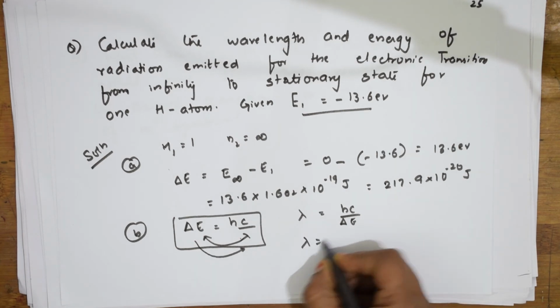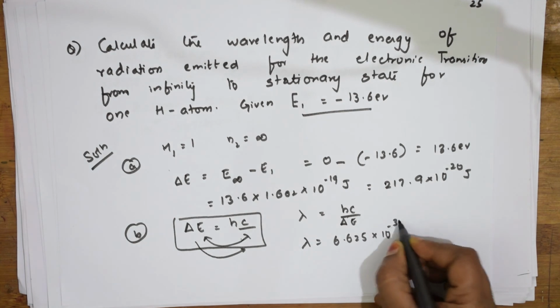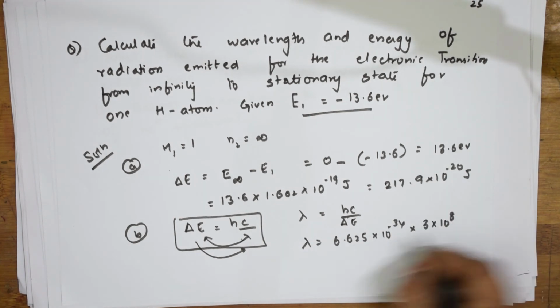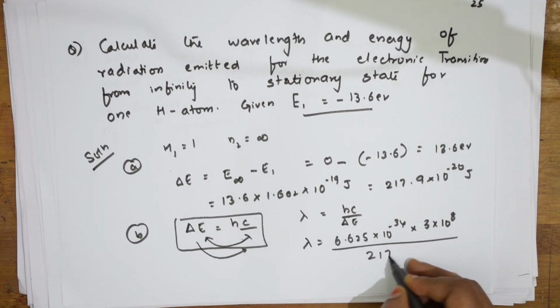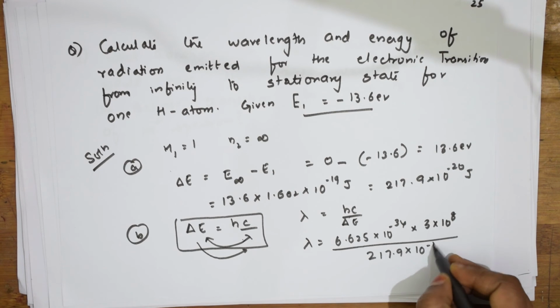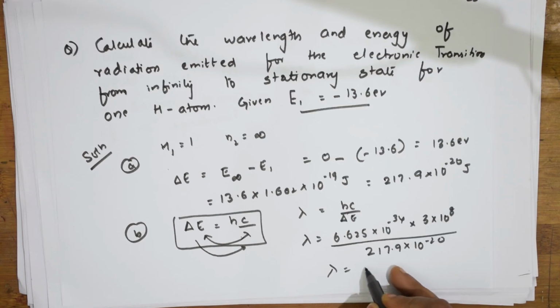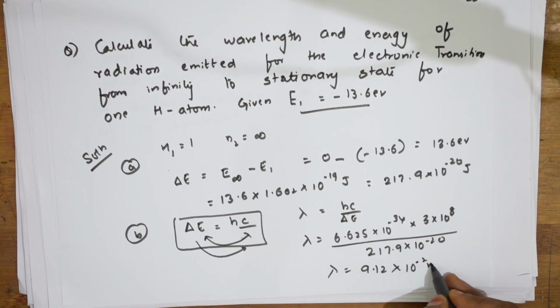Now write down. Planck's constant value is 6.626 into 10 raised to the power of minus 34. Velocity of light is 3 into 10 raised to the power of 8. The delta E value which I got is 217.9 into 10 raised to the power of minus 20. So lambda, how much do I get when I solve? I get an answer of 9.12 into 10 raised to the power of minus 2 meters.